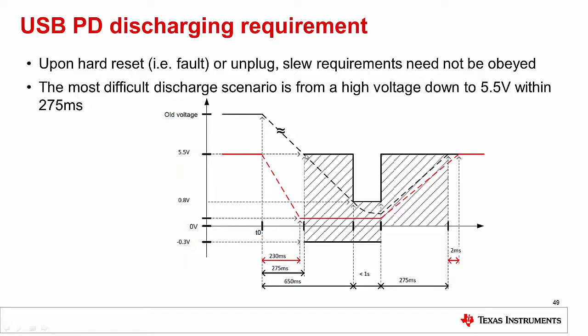I need to get from the 5.5 volts down to 0.8 volts, and so the total time there needs to be less than 650 milliseconds. And then the source has to hold the voltage low for about a second to complete the hard reset and ensure the sink has reset itself. And then it'll turn the VBus back up to 5 volts and start over again.